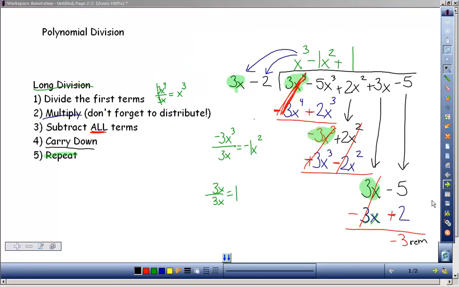But just like back here, when we had the number, we have to write our remainder as a fraction. So my remainder happens to be negative 3. So I'm going to do plus negative 3 over the divisor. Folks, it doesn't matter if that divisor is a polynomial, a binomial, a monomial, or a number. You put the remainder over the divisor. So that means that 3x to the fourth minus 5x cubed plus 2x squared plus 3x minus 5 divided by 3x minus 2 is equal to x cubed minus 1x squared plus 1 plus negative 3 over 3x minus 2.